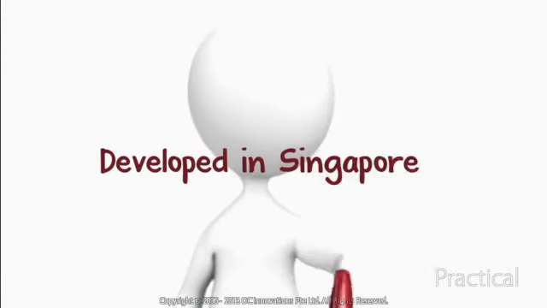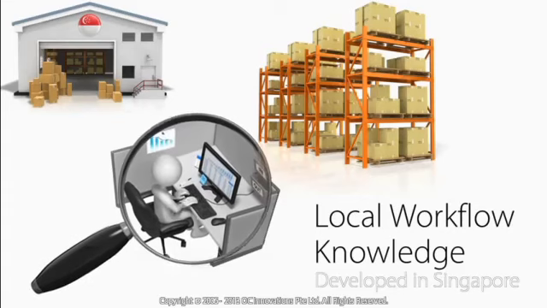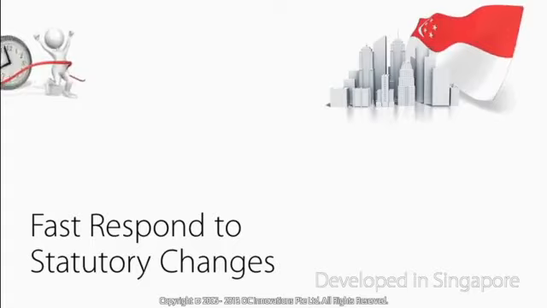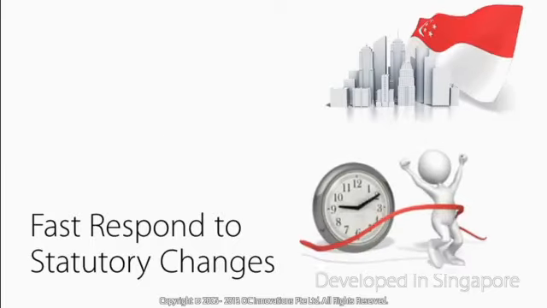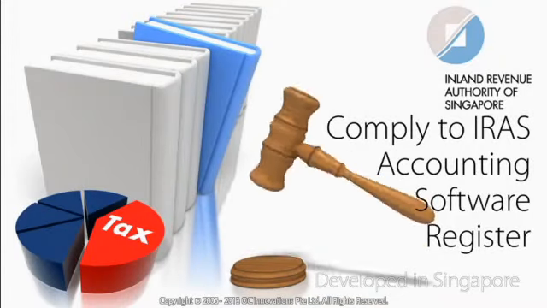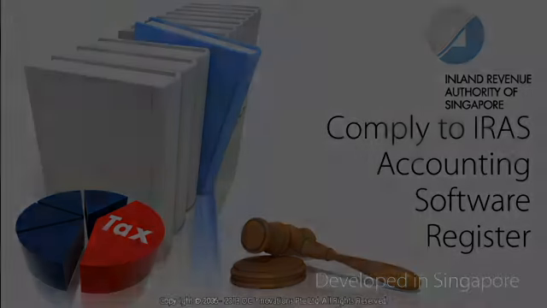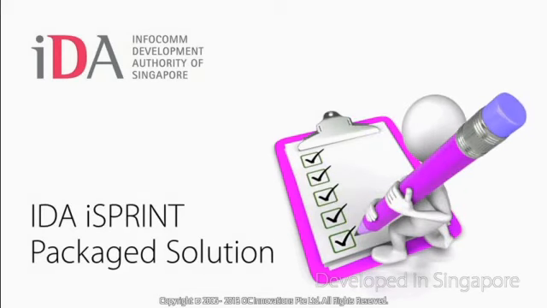Developed in Singapore. OCI being a Singapore company, we fully understand the local company's workflow and culture. Should there be any changes to statutory requirements, we will be fast to update the system for users. We are listed in Inland Revenue Authority of Singapore Accounting Software Register for being compliant with the requirements set out in the IRAS e-Tax Guide. We are also listed in Info-communications Development Authority of Singapore iSPRINT Package Solutions.